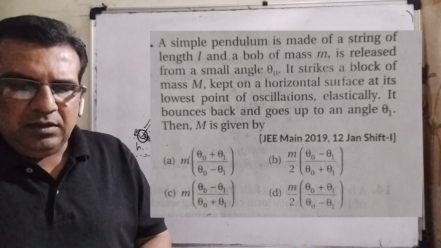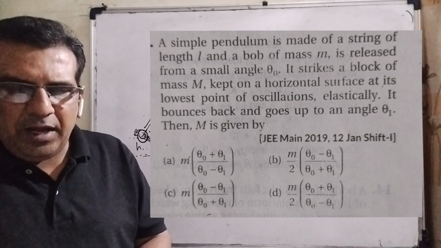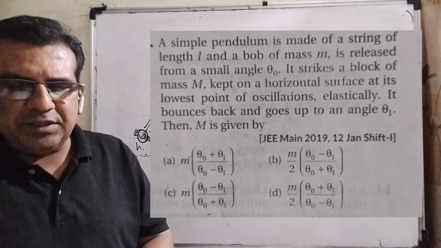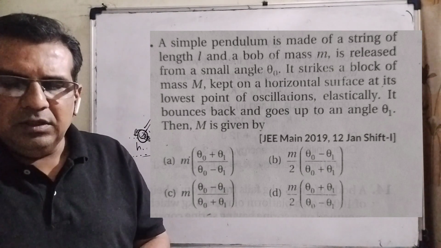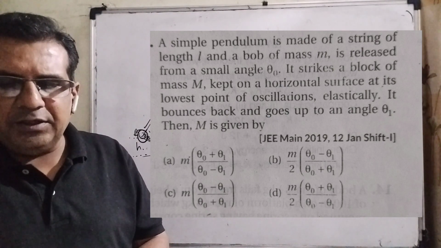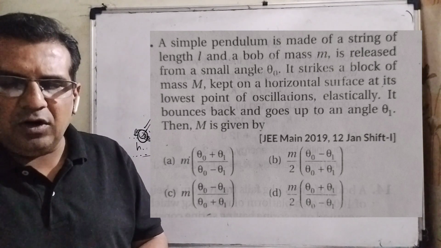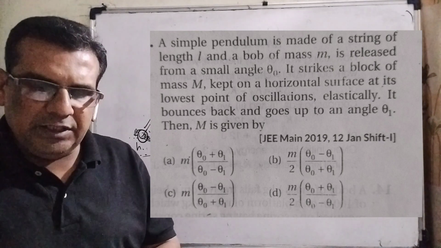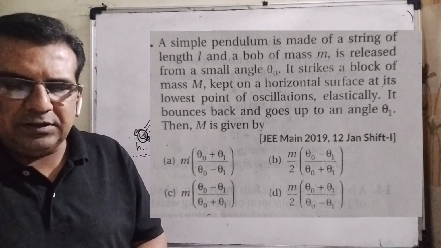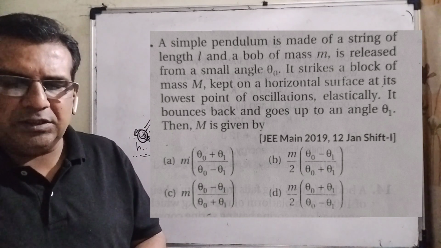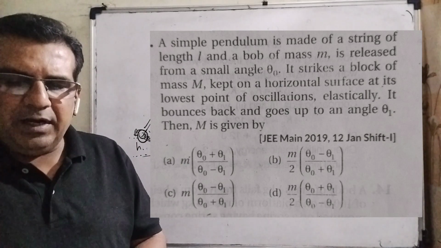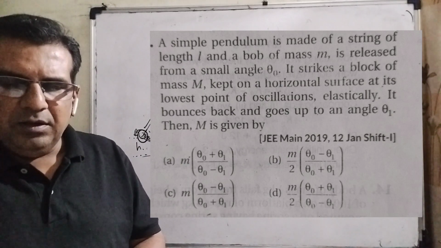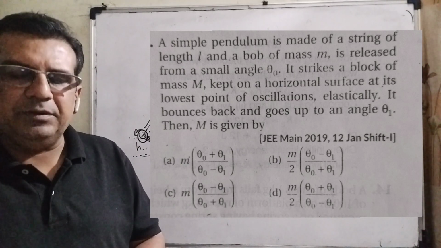First, option A: small m into bracket theta naught plus theta 1 upon theta naught minus theta 1. Option B: m by 2 into bracket theta naught minus theta 1 upon theta naught plus theta 1. Option C: small m into bracket theta naught minus theta 1 upon theta naught plus theta 1. And option D: m by 2 into bracket theta naught plus theta 1 upon theta naught minus theta 1.